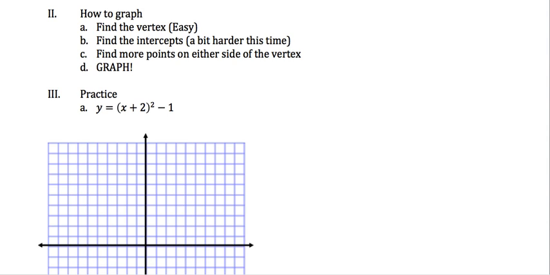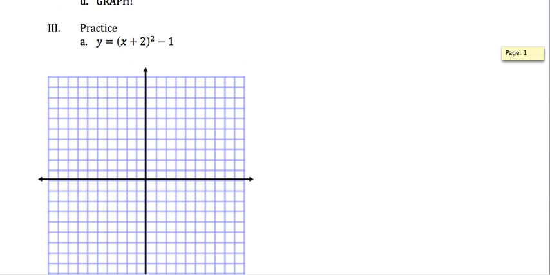Then you want to find some more points on either side of the vertex if it'll help you make it more accurate, and then you graph. I'll walk you through this first one. The first thing I'm going to do is find the vertex. That's easy. It's (negative 2, negative 1). Done. Simple. Now I need to find the x-intercepts and the y-intercepts.